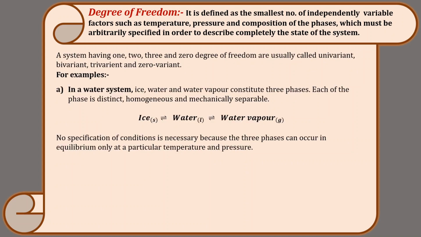And their example, in a water system, ice, water, and water vapor constitute three phases. Each of the phases is distinct, homogeneous, and mechanically separable. And it is observed that there are variable systems present. For each system, there is a degree of freedom, maybe 0, 1, 2, or 3. So on the basis of that degree of freedom, they are univariant, bivariant, trivariant, or zero variant. No specification of conditions is necessary because the three phases can occur in equilibrium only at a particular temperature and pressure. So these factors are important in the Gibbs phase rule, that is, degree of freedom.